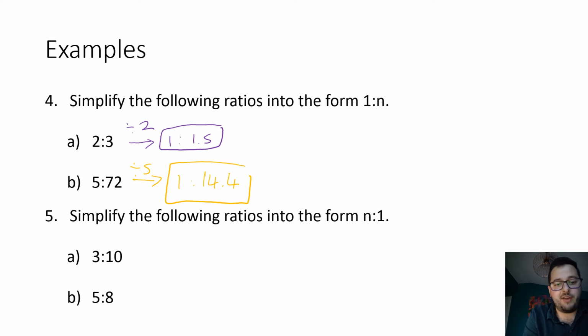So it's just the other way around this time. So this time we want the 1 on this side. So that's going from 10 to 1, so divide by 10. And 3 divided by 10 is 0.3. So that is that one.